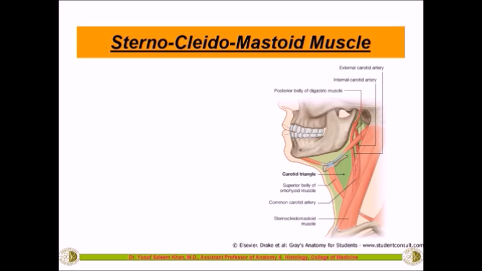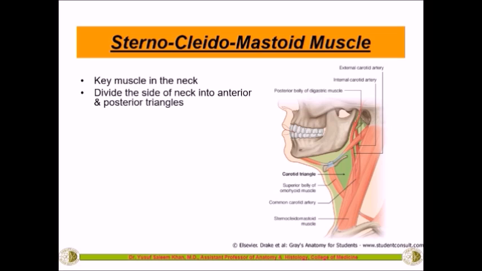Now we also have to study a very important muscle, which is called the sternocleidomastoid muscle. This is a very important muscle present in the neck. It is said to be the key muscle of the neck because it helps in all the movements of the neck. And this muscle is important because it divides the whole of the neck into two parts. The part which is in front of this muscle will be called the anterior triangle. The part which is behind this will be called the posterior triangle.